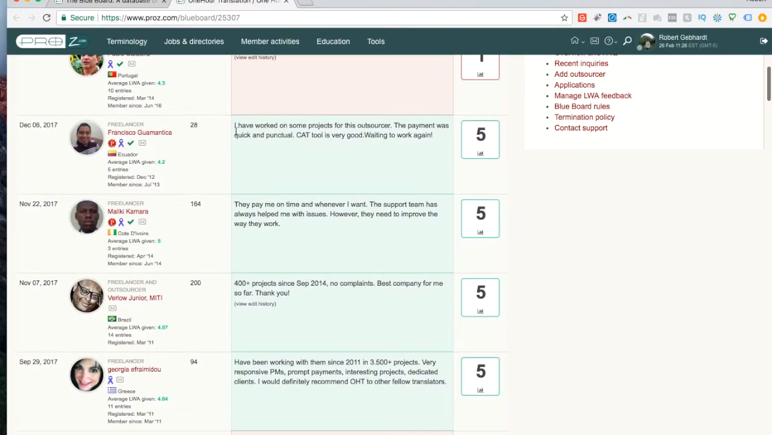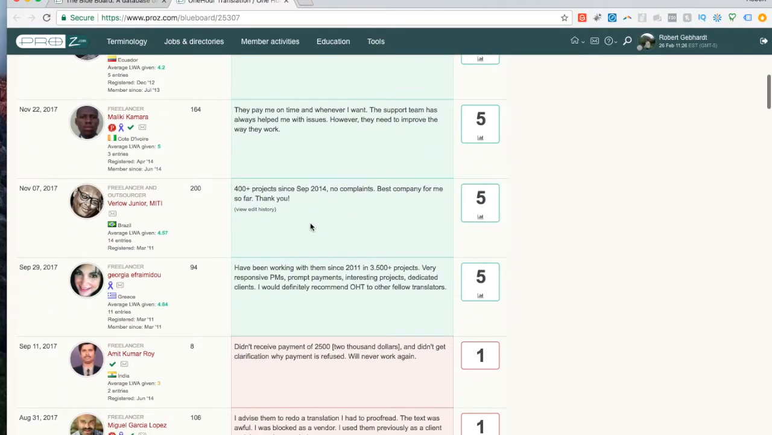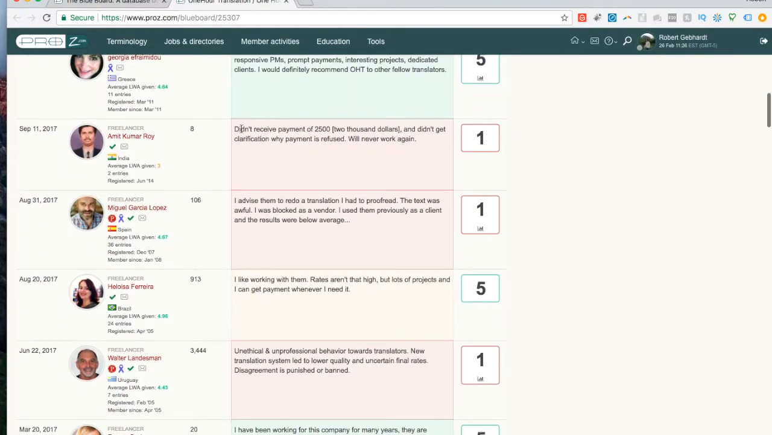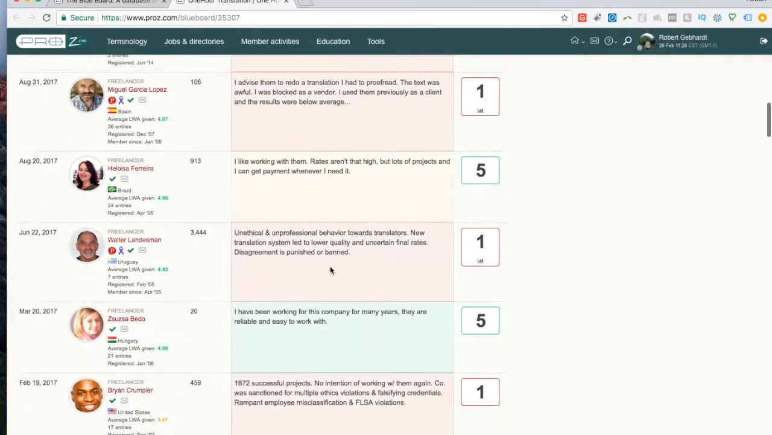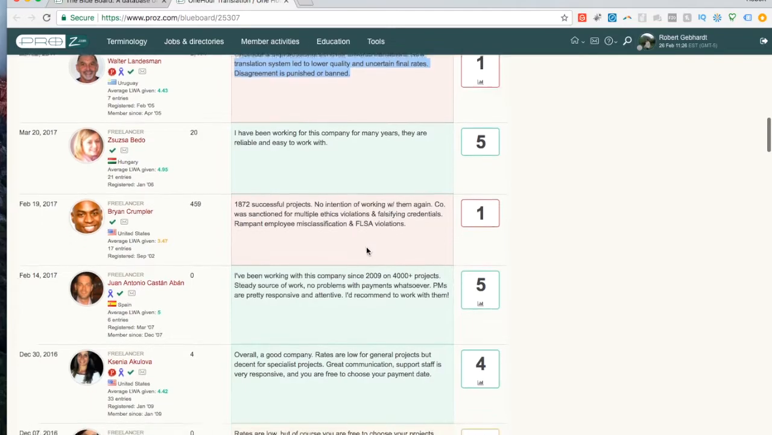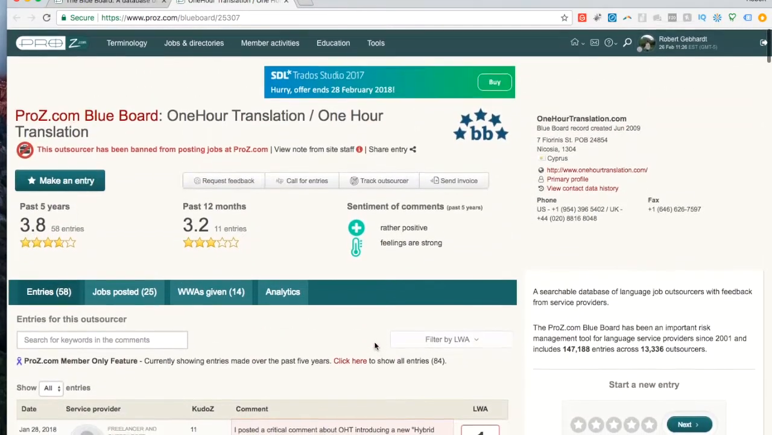Now, usually most agencies will just have 5. That's kind of the standard on this website, and you get a different feel for different websites, how they work. But that's how it usually works here. Another review says: "Didn't receive payment. I advised them to redo a translation, I had to proofread. The text was awful. I was blocked as a vendor." That doesn't seem very nice. "Unethical, unprofessional behavior." So yeah, these are the bad things. Obviously there are good ones as well, but to me, this is a red flag.